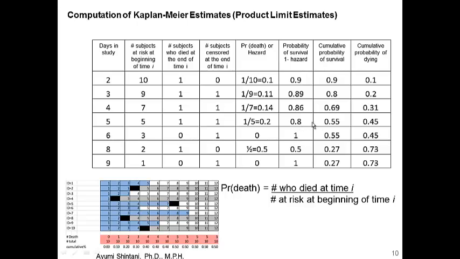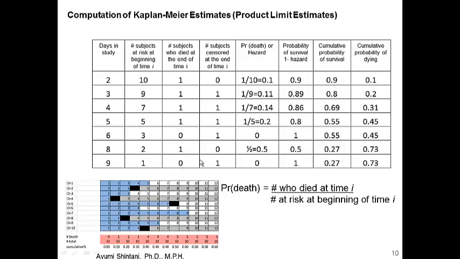And the same thing, in order for a person to survive until the end of day 5 is the product of a person having survived the previous day times this person surviving on day 5. So okay, you multiply this number and this number, and that provides this number. And then you repeat this process for all the time points where events occur.